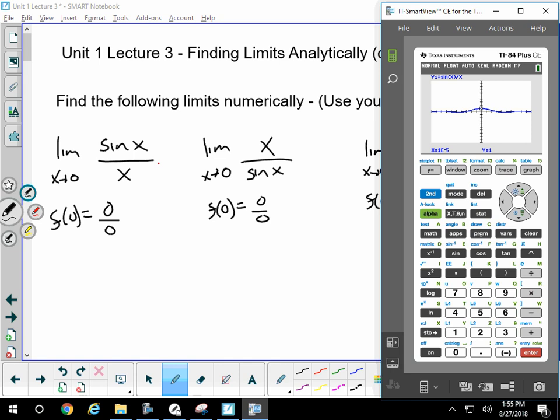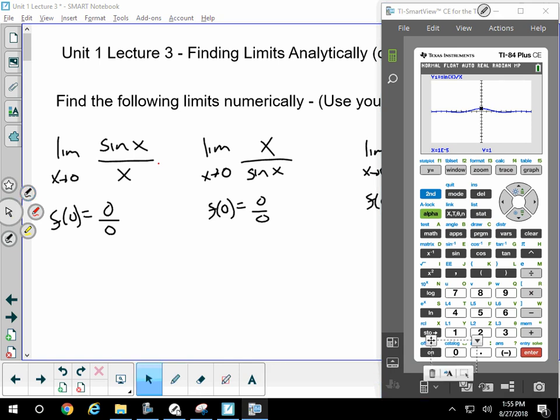So let's just look at sine x over x. If I look at 0, we see we are not approaching a specific y value. The y value is undefined. That's that 0 over 0 showing up. However, we can see on the graph right around 0 that there is some value that we're approaching. It appears to be at 1.